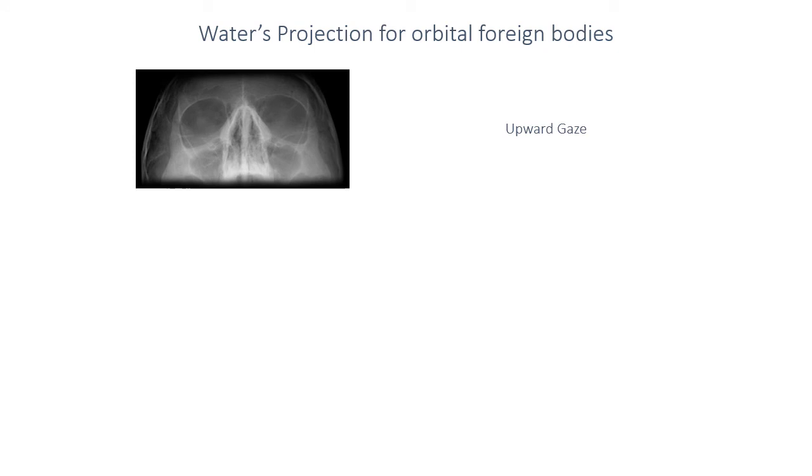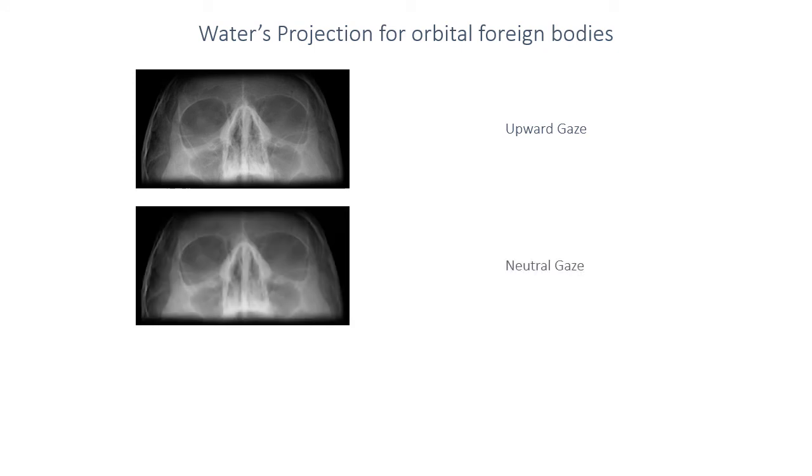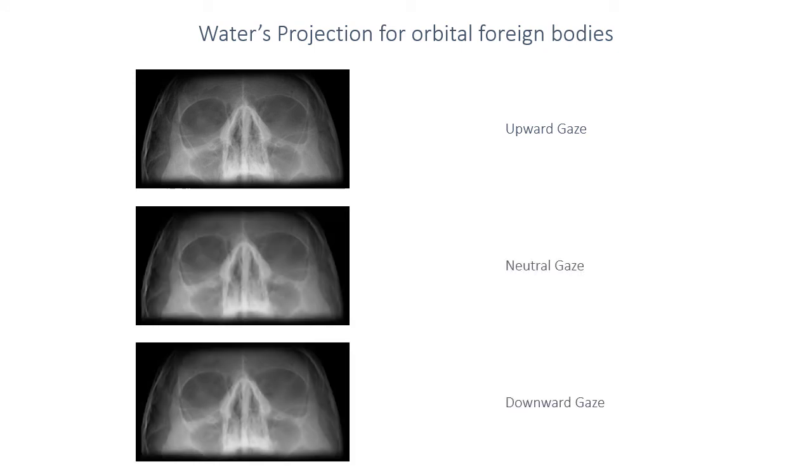So a Waters projection with orbital foreign bodies, the actual bony structures themselves will appear quite similar. However, your marker placement will be useful in being able to identify which projection is which.